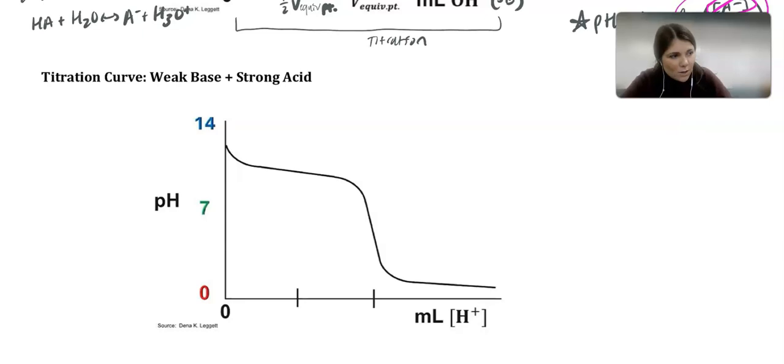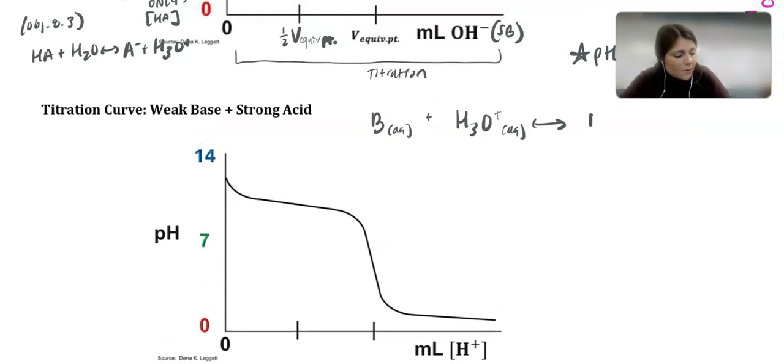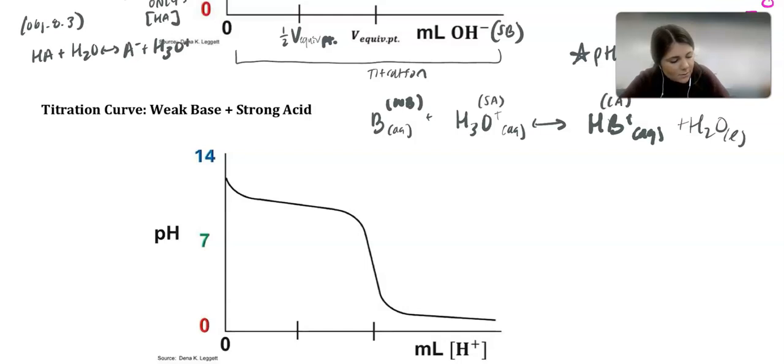We have a weak base, strong acid. So starting off things, let's write the reaction. So here, base plus, and again, the weak base will stay together. Strong acid, I will immediately put hydronium, double arrow, and I'll have conjugate acid plus water. So here I have my weak base, strong acid, conjugate acid, and water.